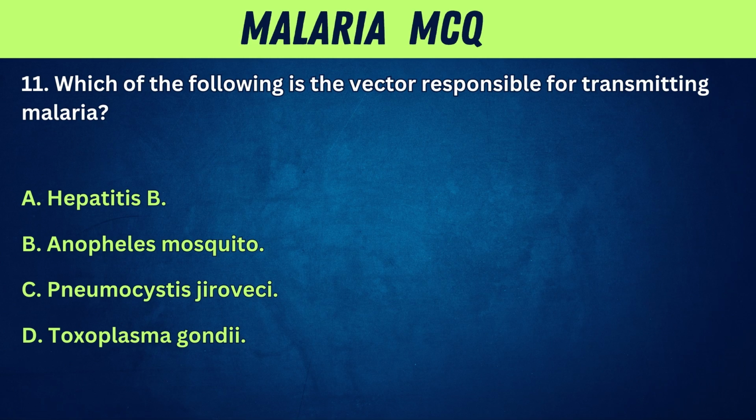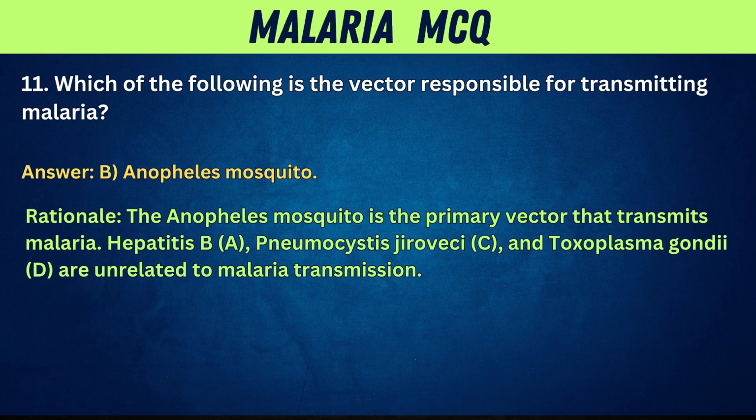11. Which of the following is the vector responsible for transmitting malaria? A. Hepatitis B. B. Anopheles mosquito. C. Pneumocystis jirovecii. D. Toxoplasma gondii. Answer: B. Anopheles mosquito. Rationale: the Anopheles mosquito is the primary vector that transmits malaria. Hepatitis B, A, Pneumocystis jirovecii, C, and Toxoplasma gondii, D, are unrelated to malaria transmission.